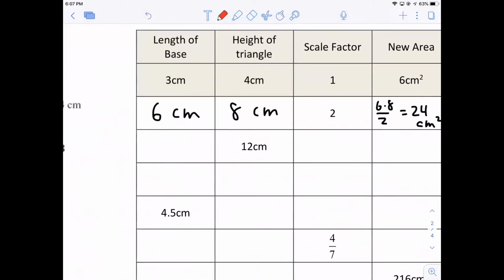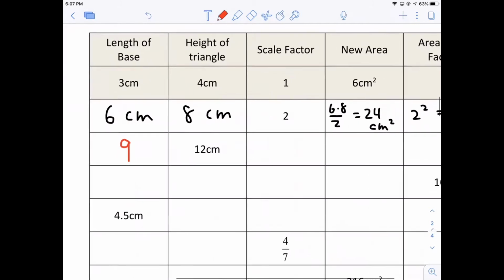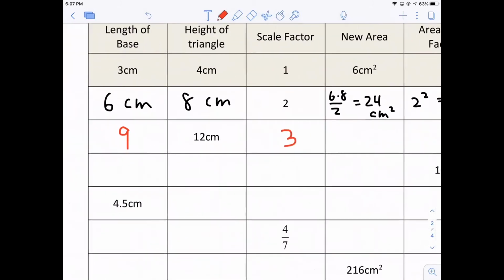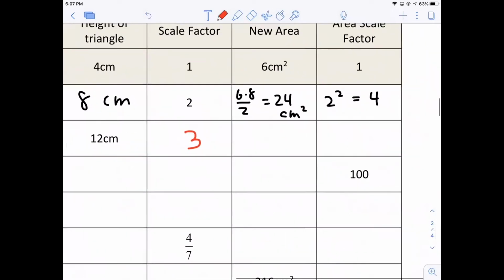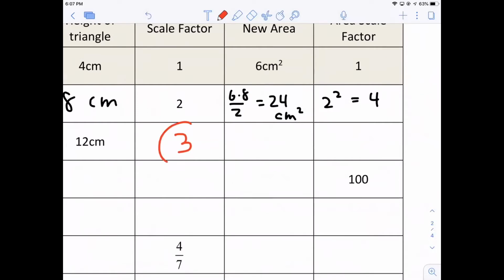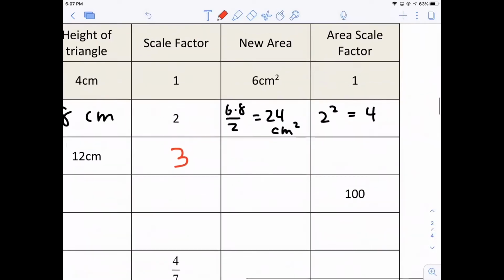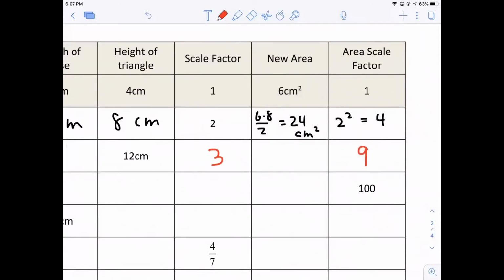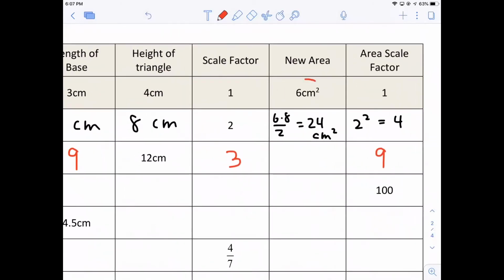So if we're going from 4 to 12, we're scaling by a factor of 3. So this will be 9. Scale factor will be 3. And if you want, you can calculate the area. It'll be 9 times 12 divided by 2, which is 54. Or if I scale by a factor of 3, I know my area scale factor is going to be 9. So can I just do 6 times 9? And that is also 54.